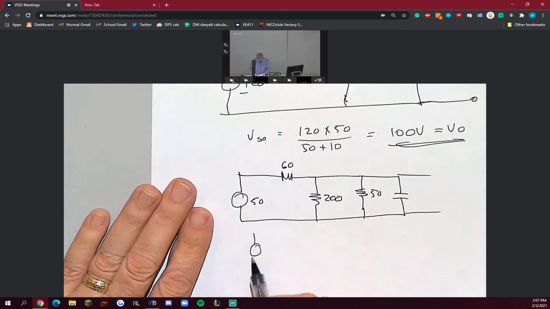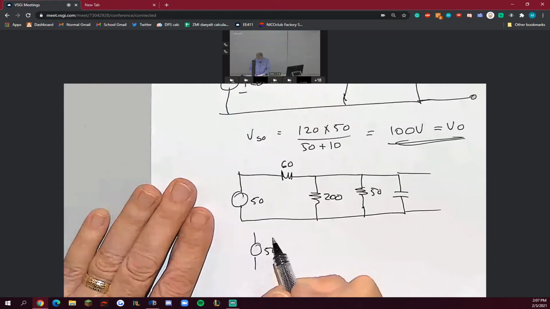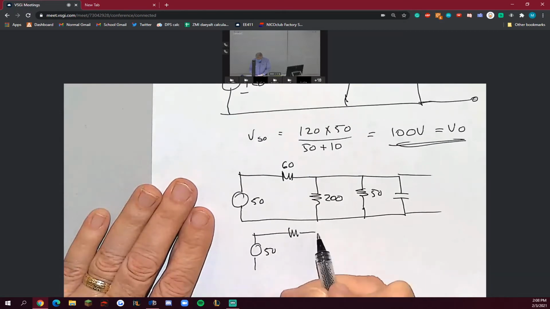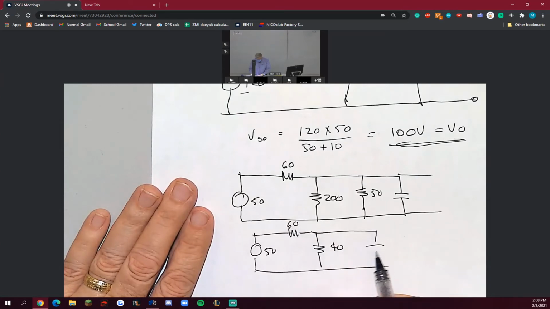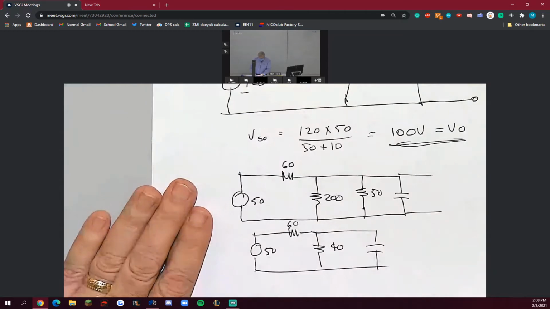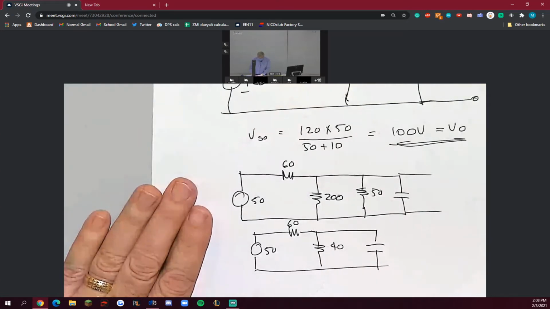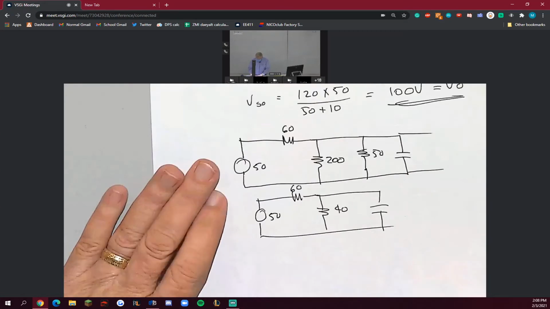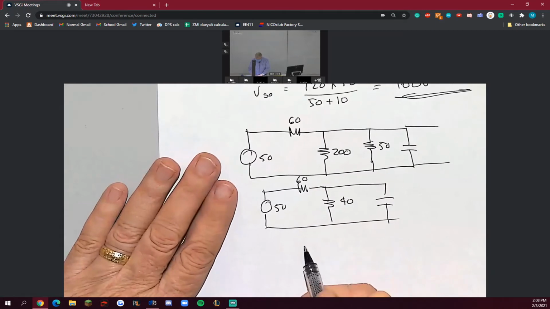So now we've got 50 volts, 60 ohms, 40 ohms, and the capacitor. Okay, and now another voltage divider, 50 volts, 60 ohms, and 40 ohms. That's 50 times 40 divided by 40 plus 60. So that's 20 volts.